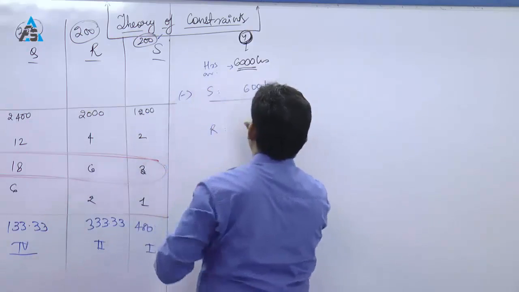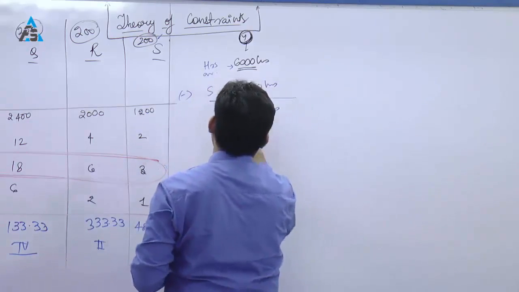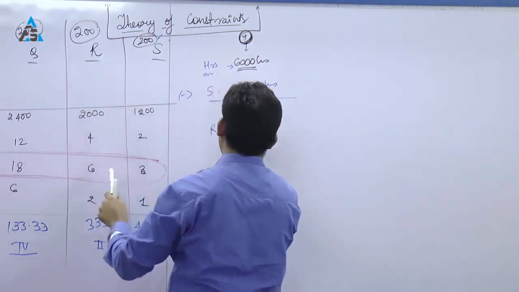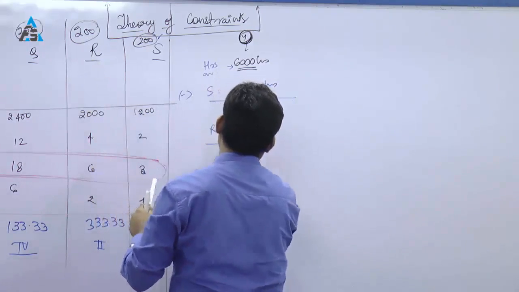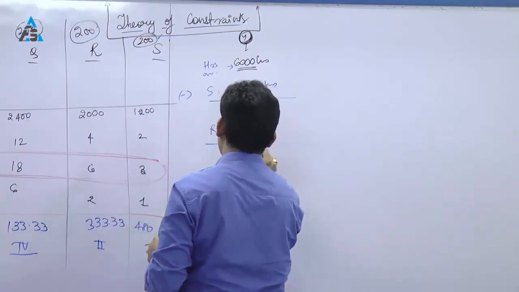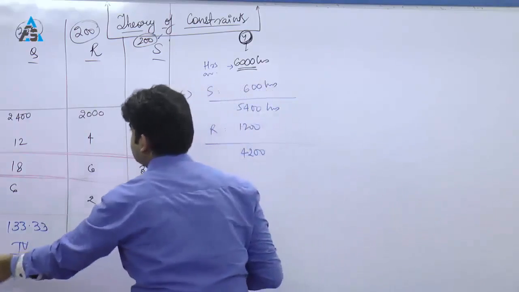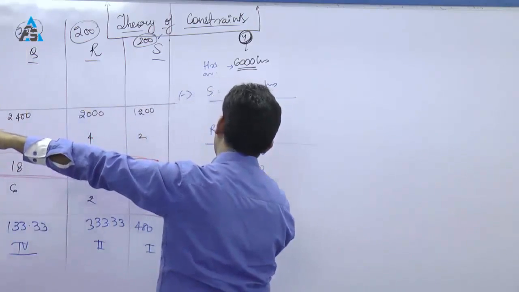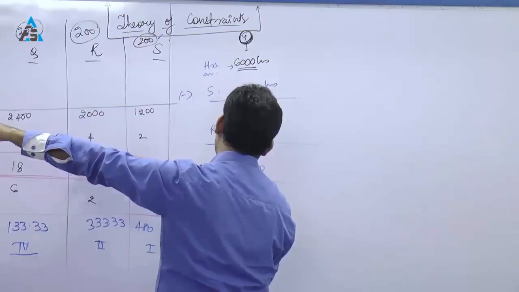So 6,000 minus 600 will become 5,400. So 5,400 left for R. R will want 200 into 6, 1,200 hours, which will work out to 4,200. Then rank 3 is P, which will want 4,000 hours. So P will want 4,000 hours, and finally we are left with Q.